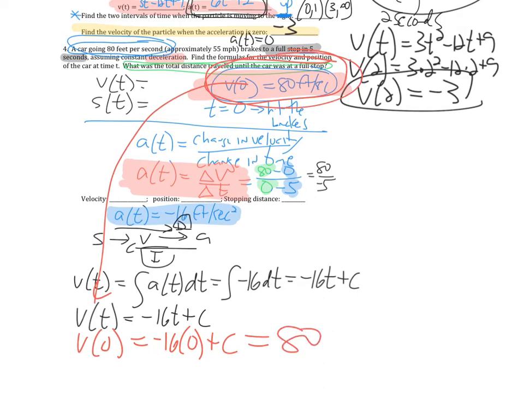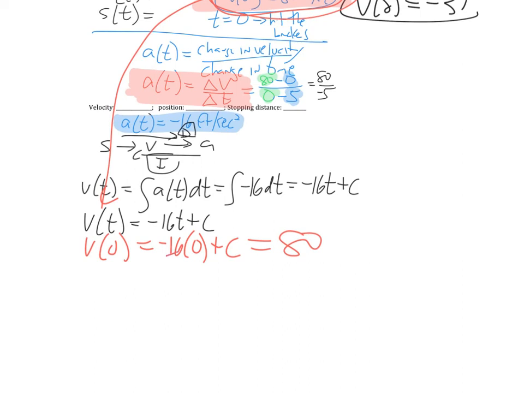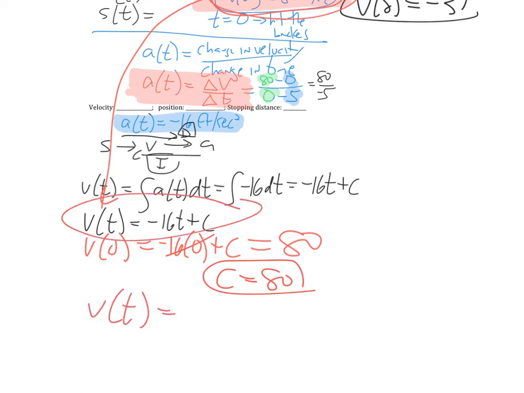So here I'm going to solve this for the constant. So negative 16 times 0 is 0, which means the constant c is going to be equal to 80. So that means our velocity is equal to negative 16t plus 80. So that's what our velocity function is going to be. So the acceleration, the change in velocity over the change in time, was negative 16 feet per second squared. Now our velocity is negative 16t plus 80.